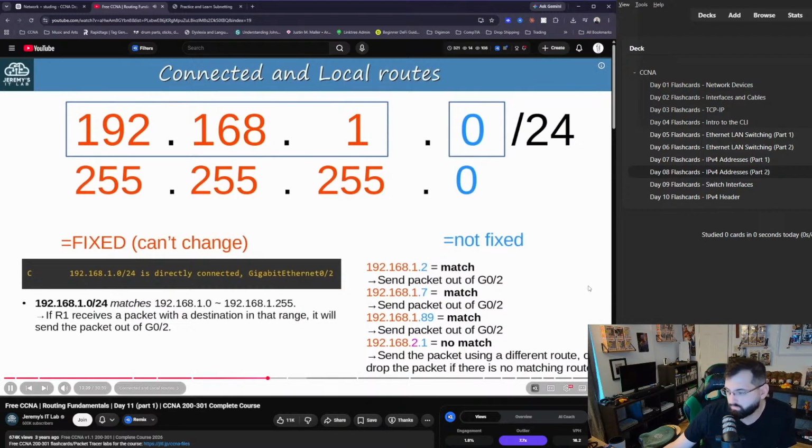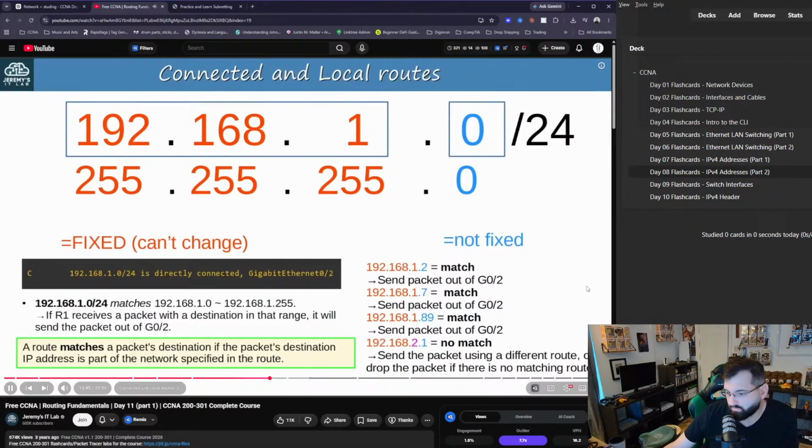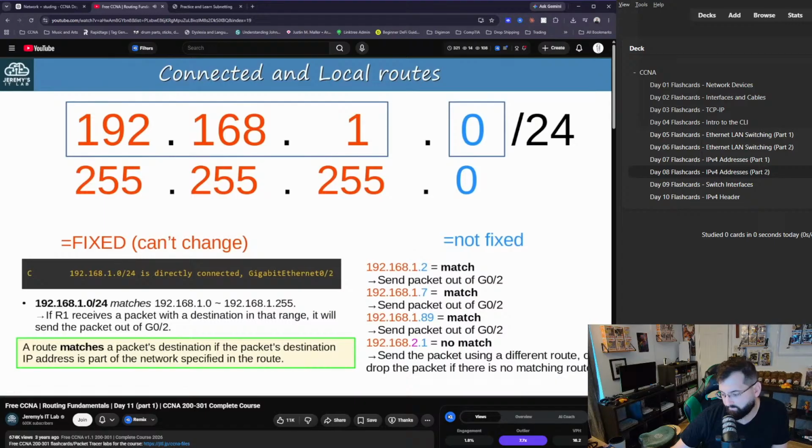The term match is very important, and I will use it a lot in this video and others. A route matches a packet's destination if the packet's destination IP address is part of the network specified in the route. Using an example on the right, 192.168.1.2 is part of the 1.0/24 network, so the route matches the destination IP. Destination 192.168.2.1 is not part of that network, so the route does not match that destination IP.